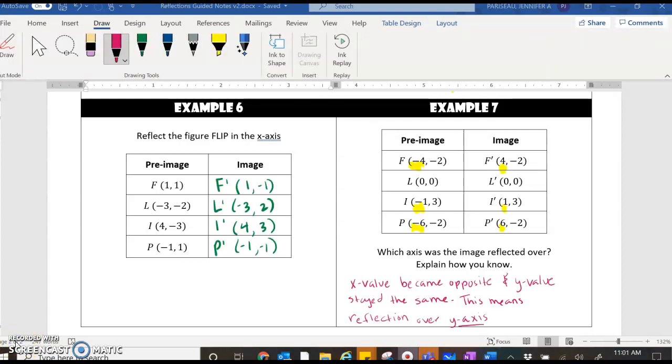Alrighty, so in example 6, when you flip over the x-axis, that means that the x value stays the same and the y value becomes the opposite of what it was. And in example 7, I was making observations and I noticed that the x value became the opposite and the y value stayed the same. So that meant that this was a reflection over the y-axis.